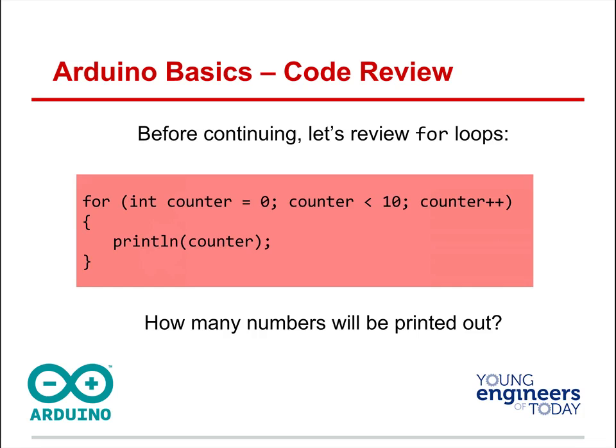I want you to think about it. Starting at 0, and it can't go up to 10. So what's it going to print out? It's going to print out 0, 1, 2, 3, 4, 5, 6, 7, 8, 9. That's it, because think of an integer, it does not have decimal points.